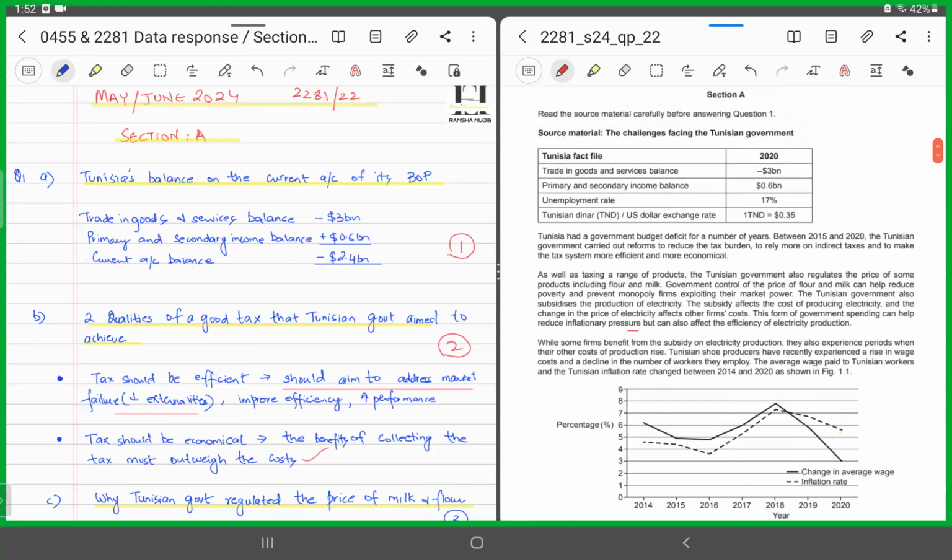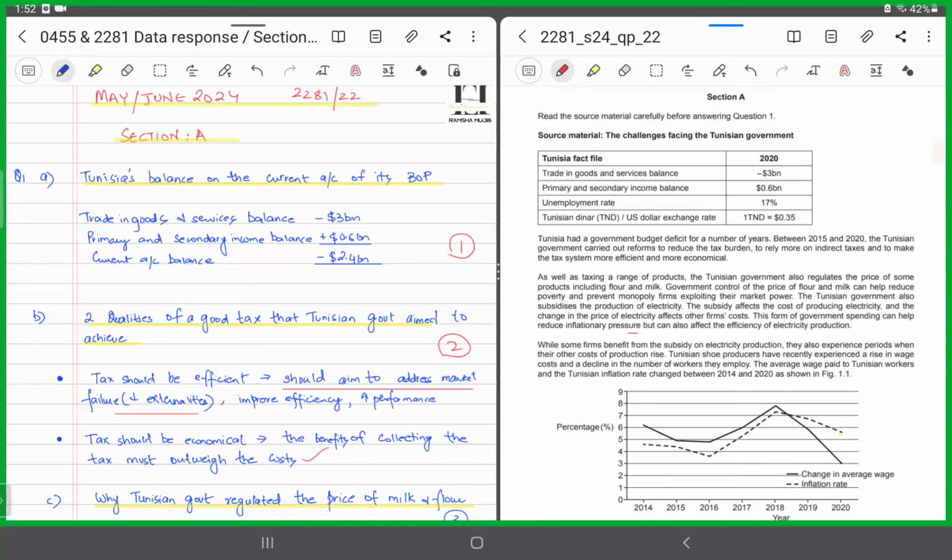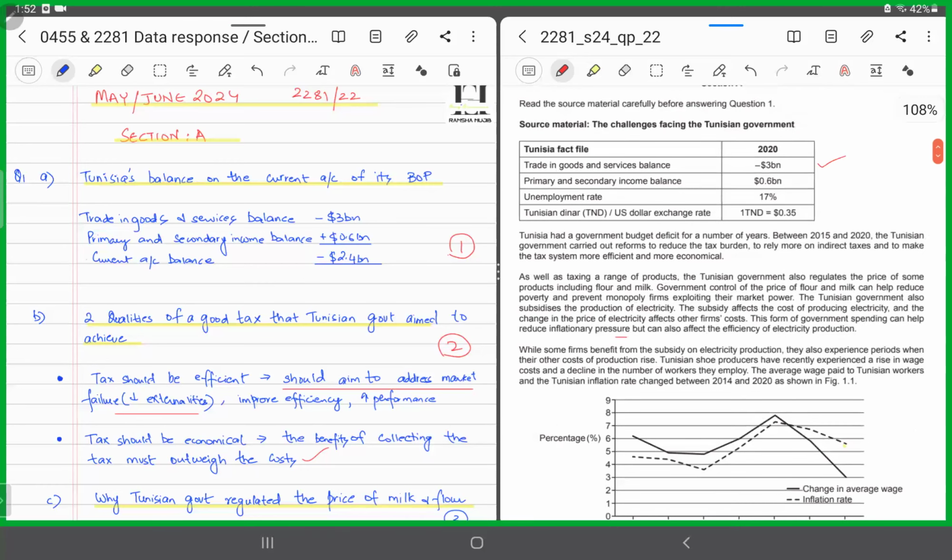Now, they've given us some fact files for Tunisia. They've given us the first table, and the table shows the trade in goods and services balance for 2020, which was around $3 billion. It shows a deficit. The primary and the secondary income balance is positive for $0.6 billion. Unemployment rate in Tunisia was 17% in 2020, and the exchange rate hovered around 1 TND was $0.35.